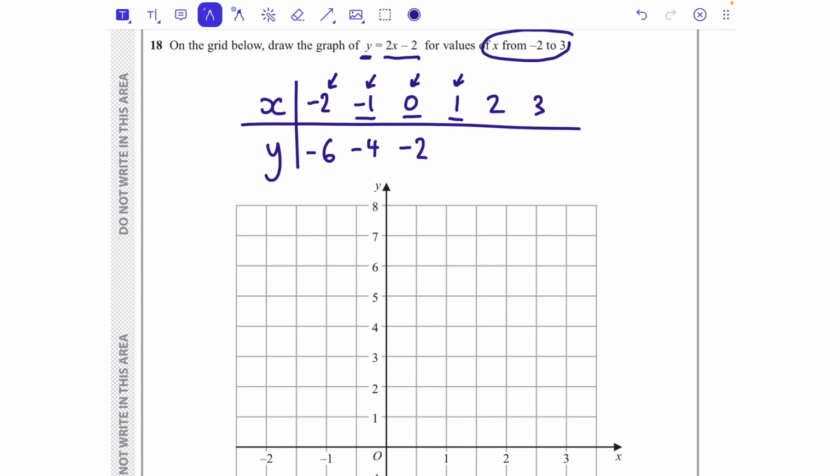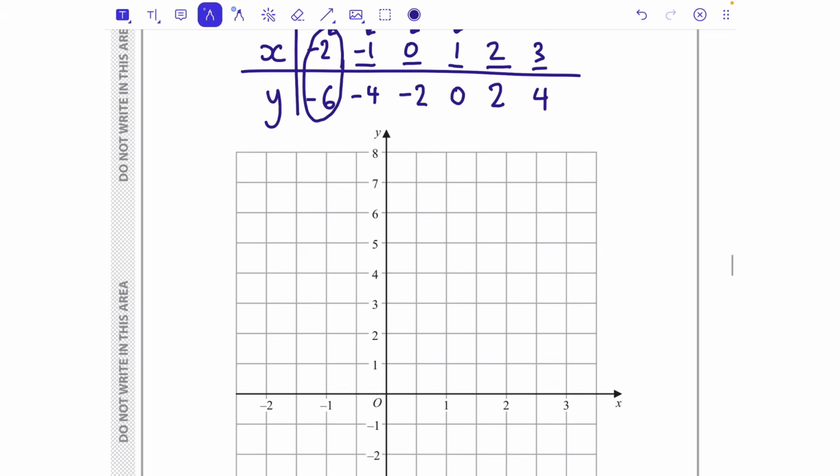2 lots of 1 is 2. Take away 2 is 0. 2 lots of 2 is 4. Take away 2 is 2. And 2 lots of 3 is 6, take away 2 is 4. Now, each of these is a coordinate that satisfies this rule, and therefore it lies on the line.